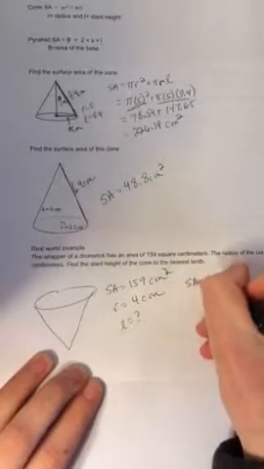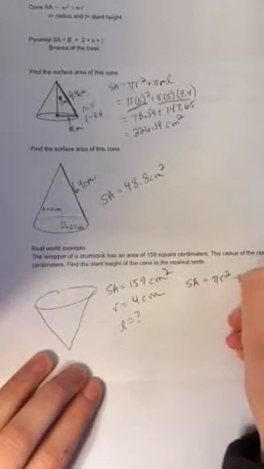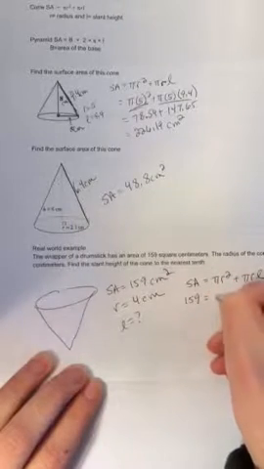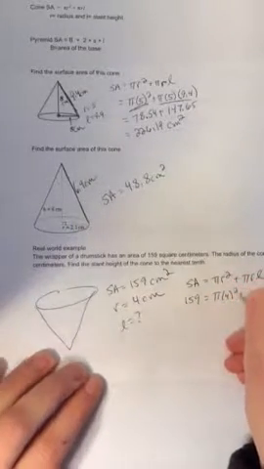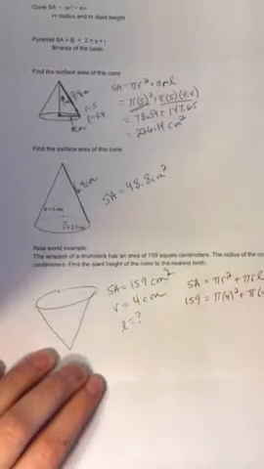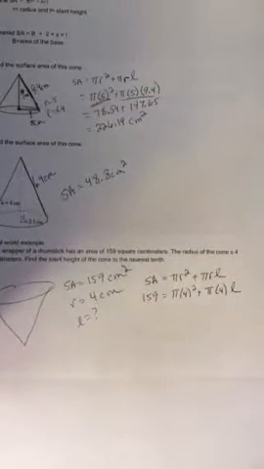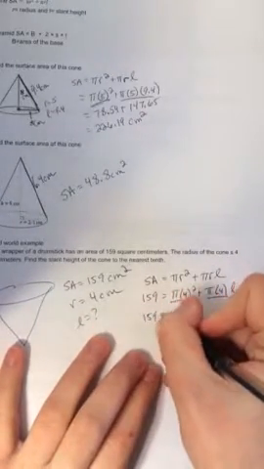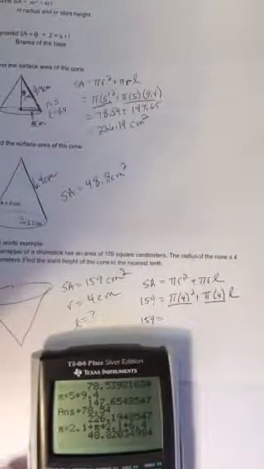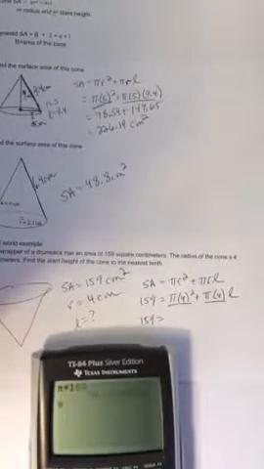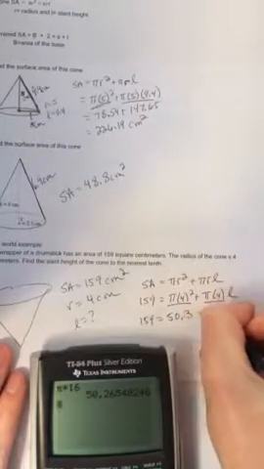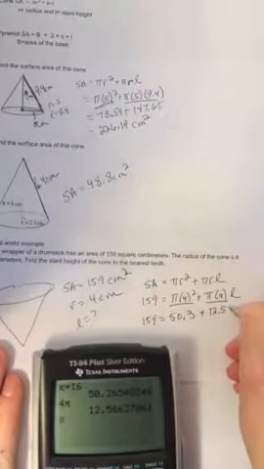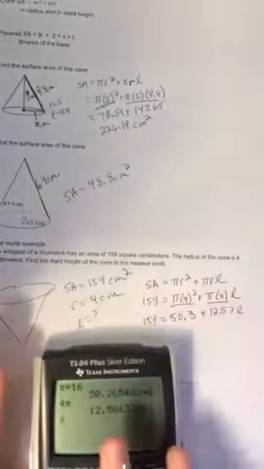So I have this formula, SA equals pi r squared plus pi r L, right? Well, they give me the surface area is 159. Pi r squared is going to be pi times 4 squared plus pi times 4 times L. And I'm trying to find L. So the first thing is, I'm going to do pi times 4 squared and 4 pi. So I get 159 equals pi times 16, because 4 squared is 16. So I get 50.3 plus 4 pi, which is 12.57 L. So now this is a two-step equation, okay?